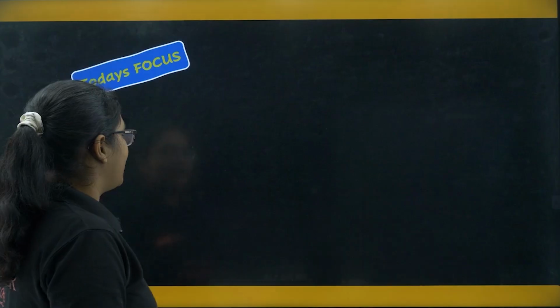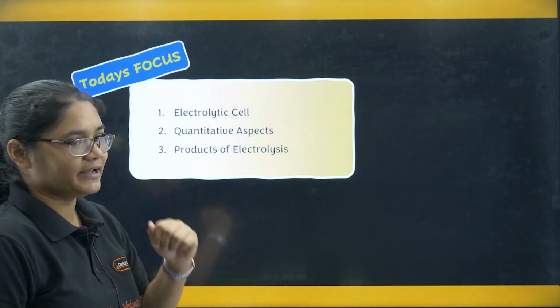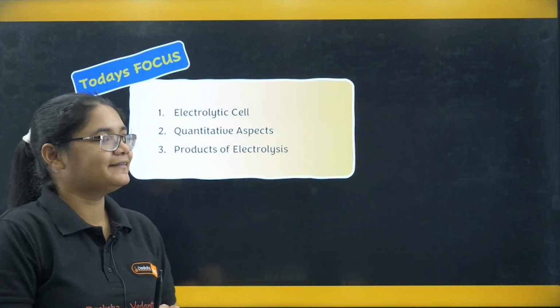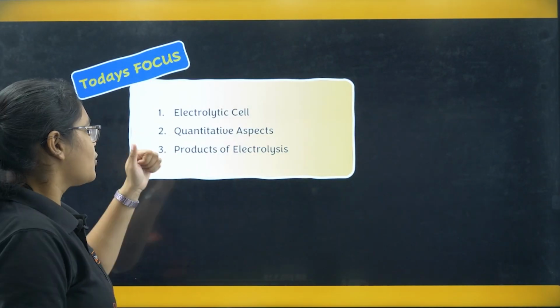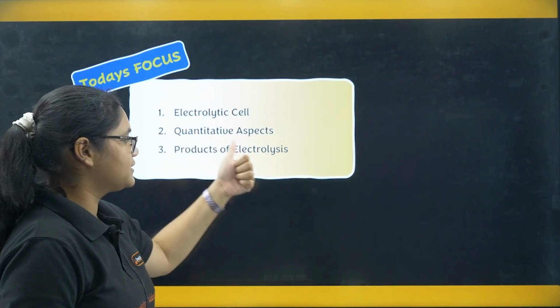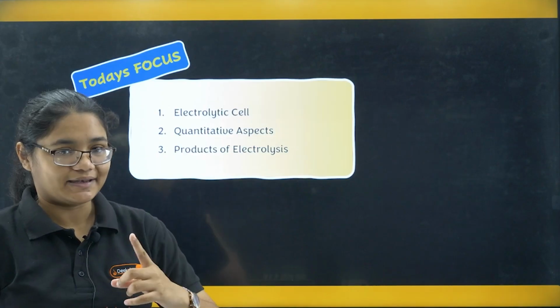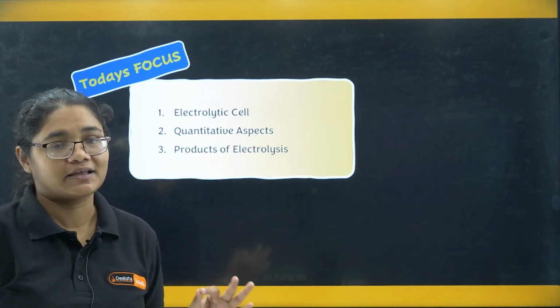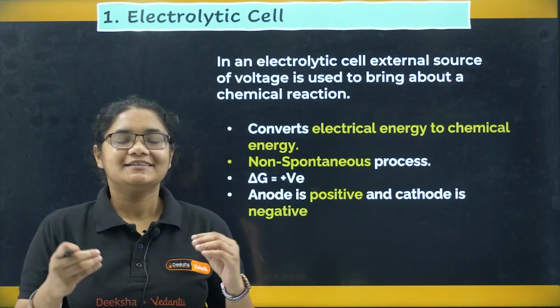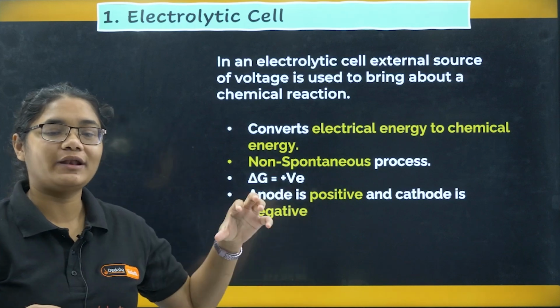So let's see what we have in today's spotlight: electrolytic cell, quantitative aspects and products of electrolysis. These 3 topics are not very big topics, but yes, very, very important from the exam point of view. Fine. So now let's talk about electrolytic cell.